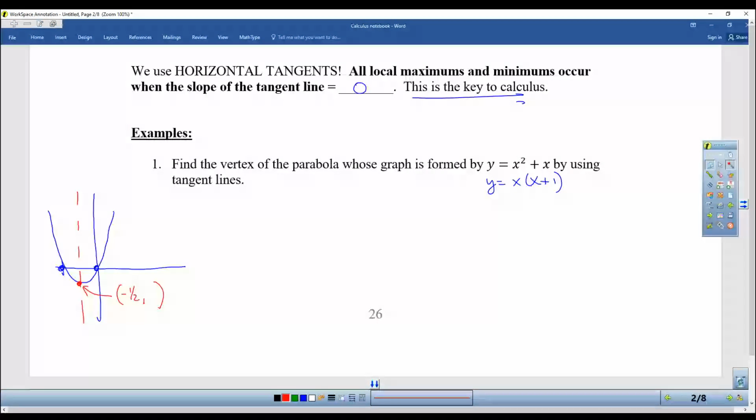So the first thing is finding that formula. Every single problem requires you to find the formula for the equation for the tangent slope. So you need to find the formula for the slope at any point.